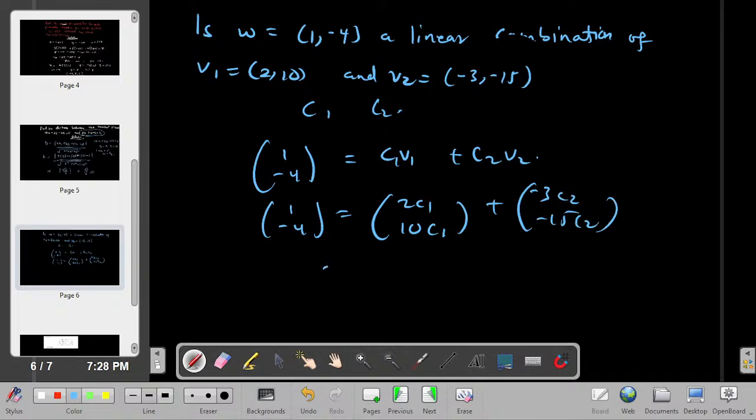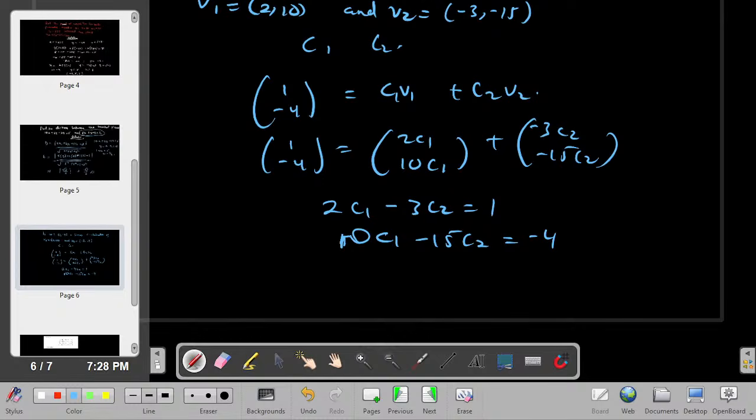Therefore, I'll have two equations. 2C1 minus 3C2 is equal to 1. And 10C1 minus 15C2 is equal to negative 4. I'll solve this simultaneously. So to solve this simultaneously, I'll enter this into the calculator. I'll have 2, negative 3, 1, 10, negative 15, negative 4. So the answer is giving me an error, right?